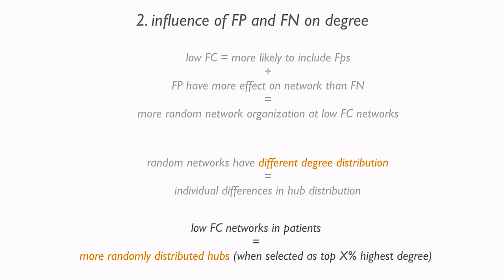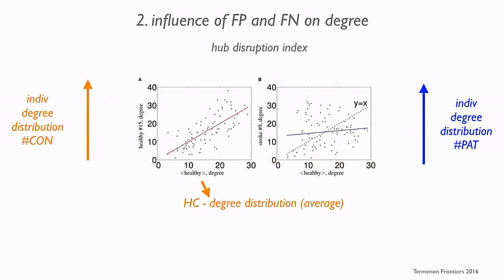So if you would have lower functional connectivity in one of our groups, most of the time the patients, then this might lead to more randomly distributed hubs in the network. The hubs, or the total level of degree, might be more distributed across the nodes in the network, given the random organization of the network. So as a result, if we just select the top 10% highest degree nodes as connected hubs, then automatically the hubs will be a little bit more randomly distributed.